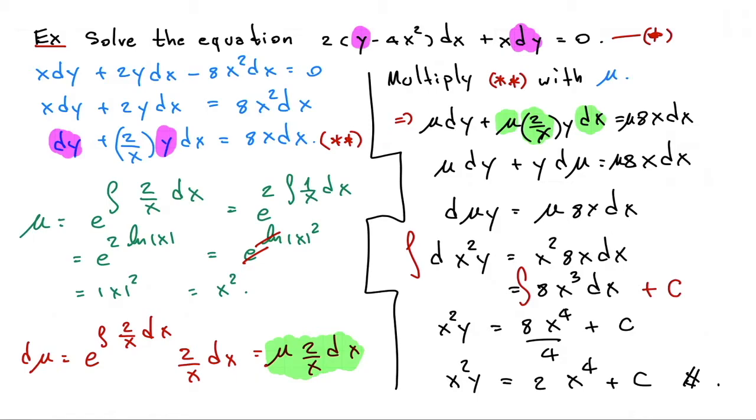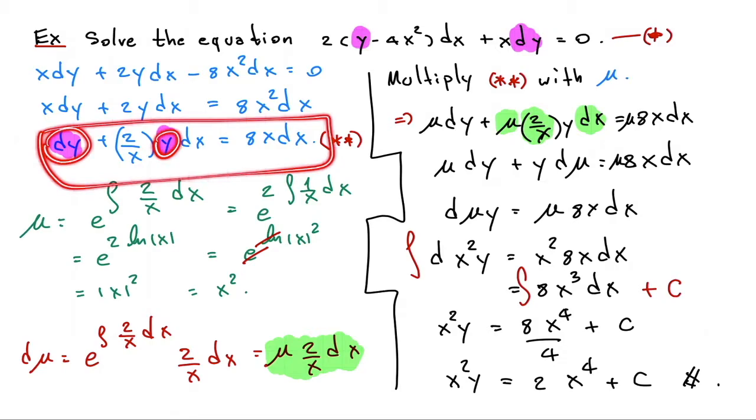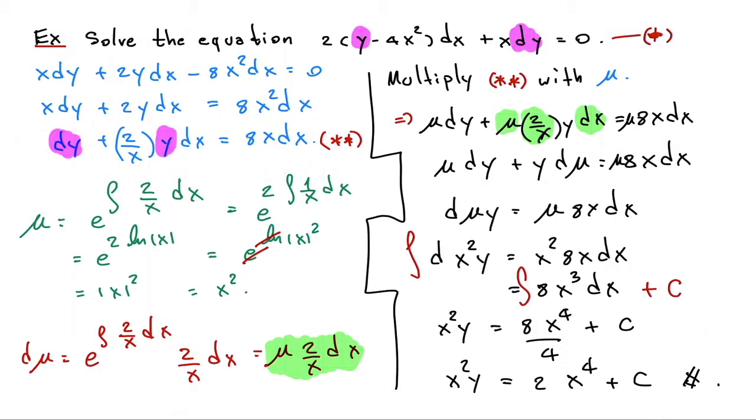Let me wrap it up. First, you have an equation. You need to be able to tell that it's actually a linear equation. So, you rearrange the terms, you end up here, where you have dy and y. And as I told you before, mu is actually e to the integral of the thing in front of y, dx. And then you integrate that, you have x squared as mu. And don't forget, guys, d mu is this guy.